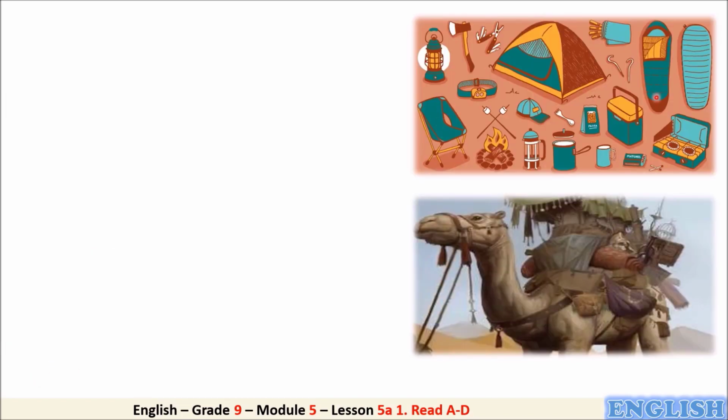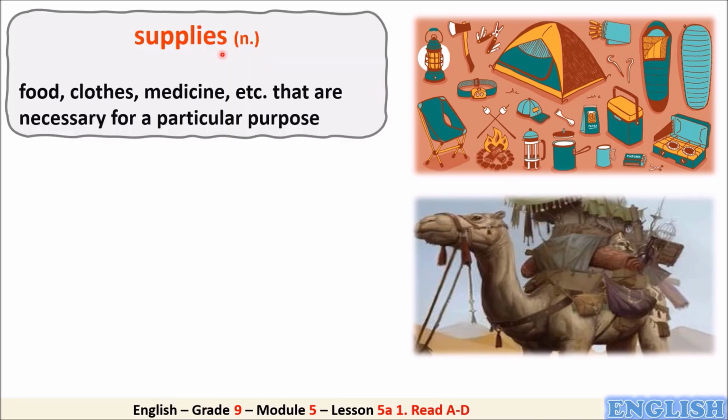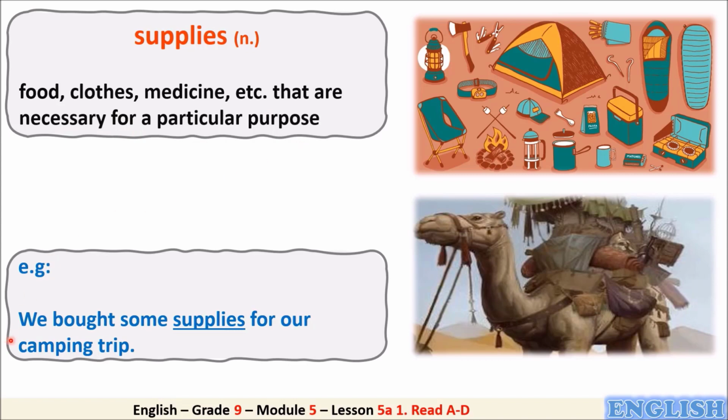What do we call these things? Excellent, my students. Supplies. It is a noun, which means food, clothes, medicine, etc. that are necessary for a particular purpose. For example, we bought some supplies for our camping trip.